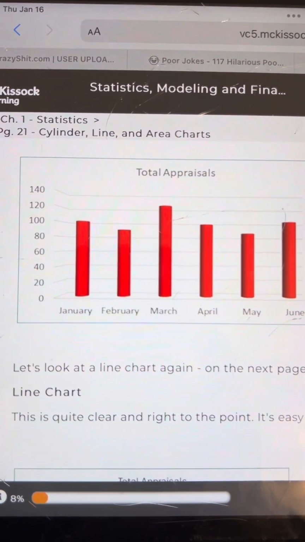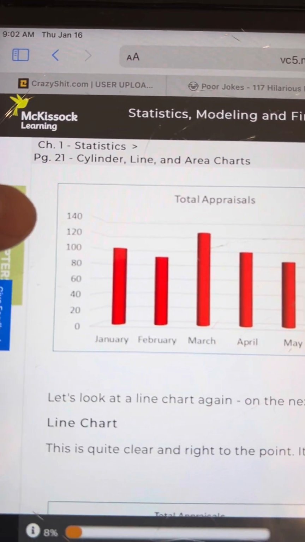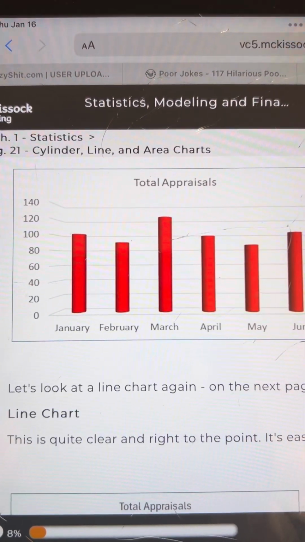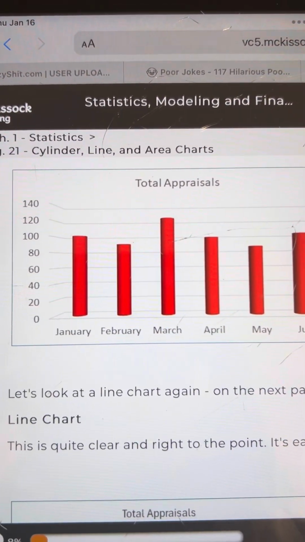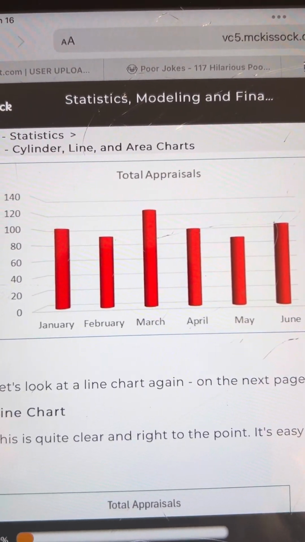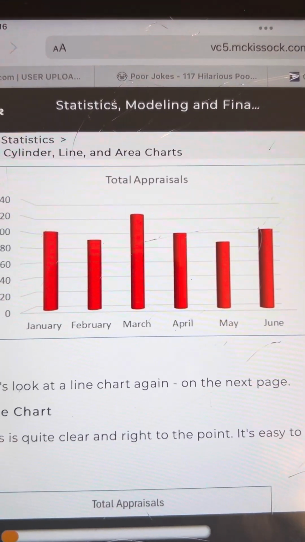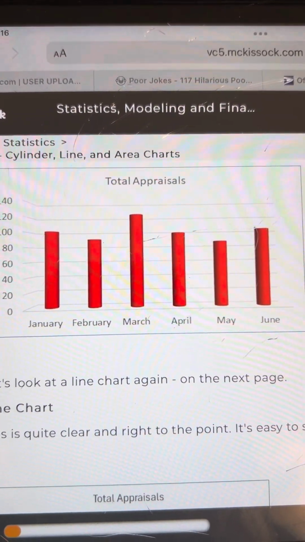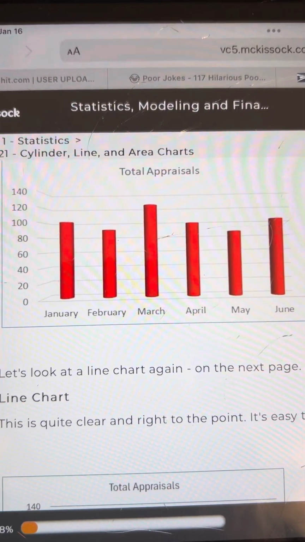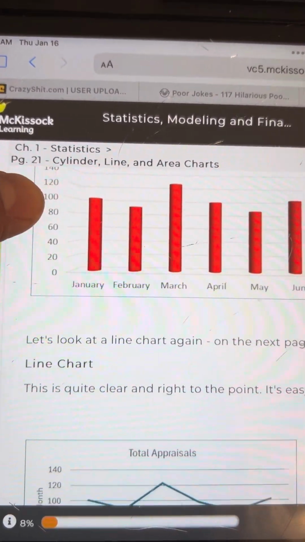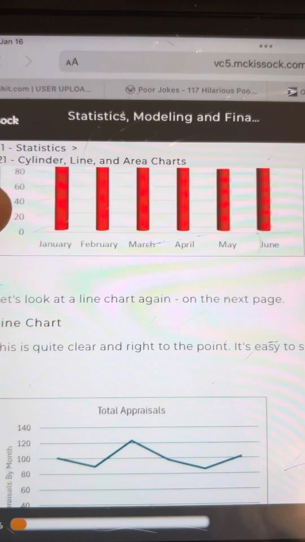Total appraisals from 0 to 140. In January, they did 102. In February, they did 90. In March, they did 125. In April, they did 100. In May, they did 86. And in June, they did 103. Let's look at a line chart again on the next page.